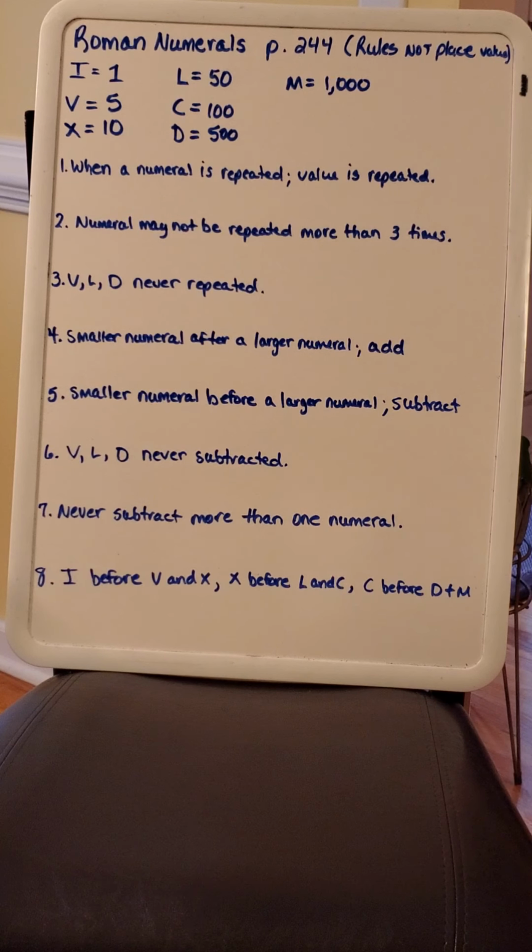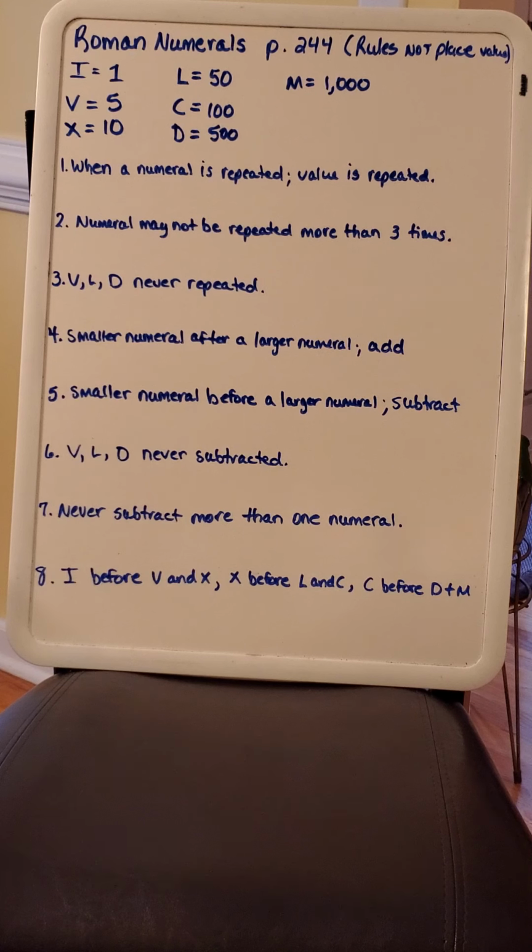Roman numerals. This is page 244 in the textbook. We're going to be looking at a counting system that really is only used anymore in the beginning of books. If you look when a book was copyrighted, it'll be in Roman numerals. And about the only other time you'll see Roman numerals is in the Super Bowl. It can be used in other places, but it's really losing its place in counting.